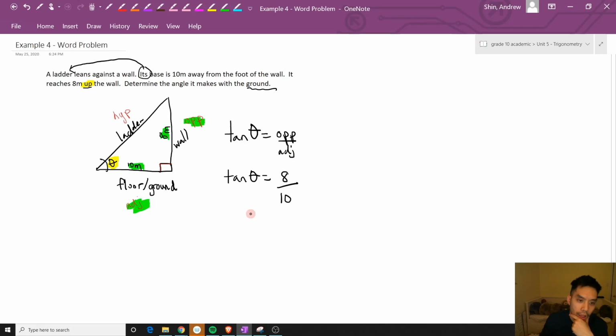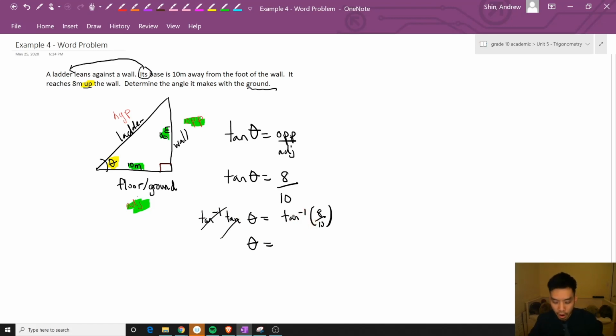Okay, and in order to isolate for theta, we need to get rid of tan. So the opposite of tan is something called tan inverse. And these are opposite operations, so they're gone. And now we plug this into our calculator using the second function on our calculator. So the second function you use to solve for angles. So tan inverse in brackets 8 divided by 10.